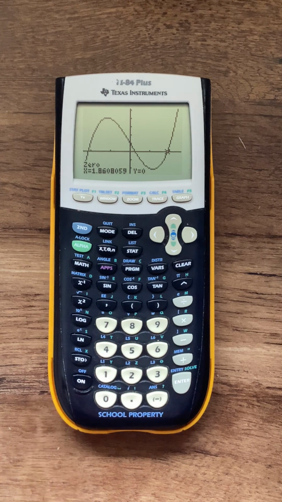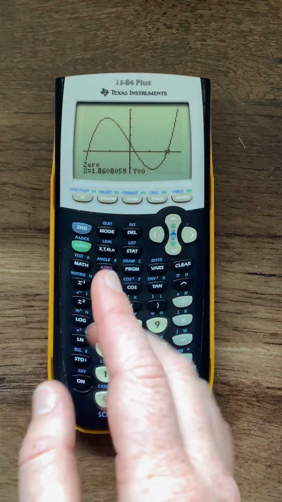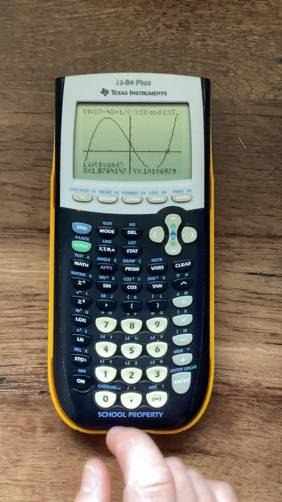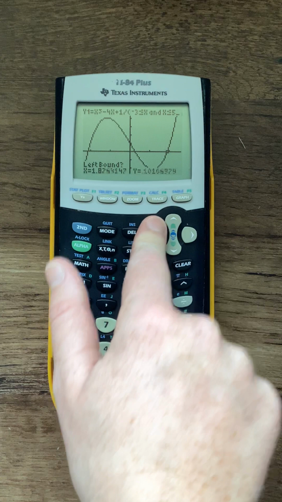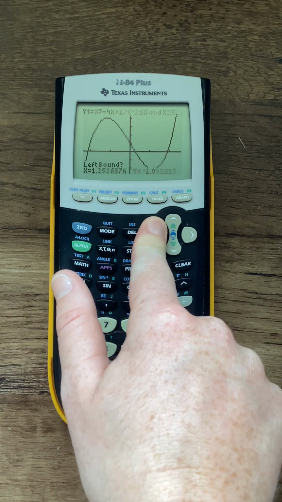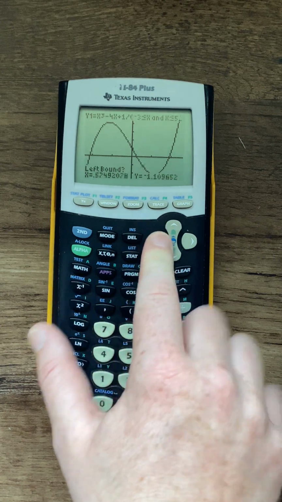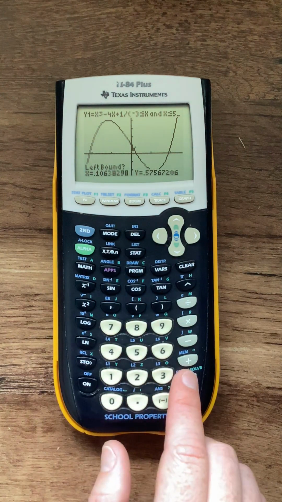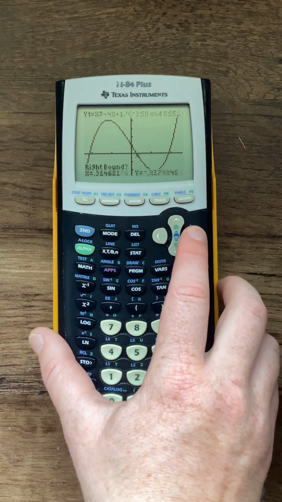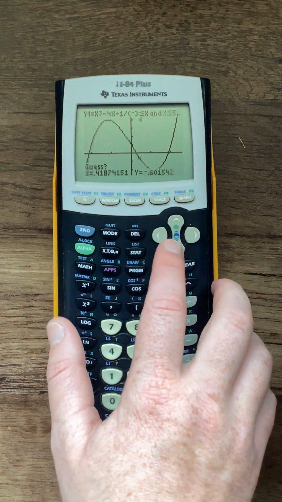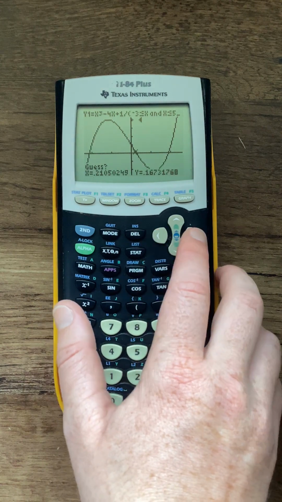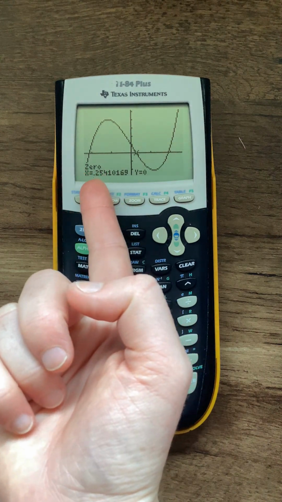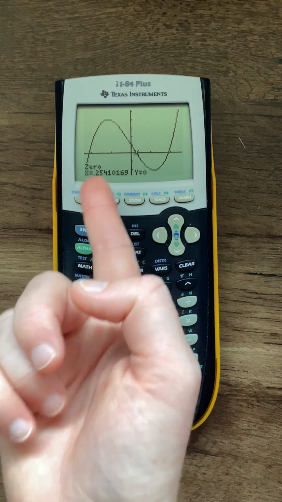Cool, so I got one of them, and then you just do the same procedure to find the other two. So you hit second, calc, go down to zero, hit enter, and you say, okay, now let's find this one. So I gotta go to the left of this guy, but not too far away, right? You don't want to be all the way on the other side of the other zero. So you go right up here to the left of him, hit enter, go to the right of him, hit enter, and then you go right on top of him, hit enter, and then it gives you my next zero, which is x equals 0.254.